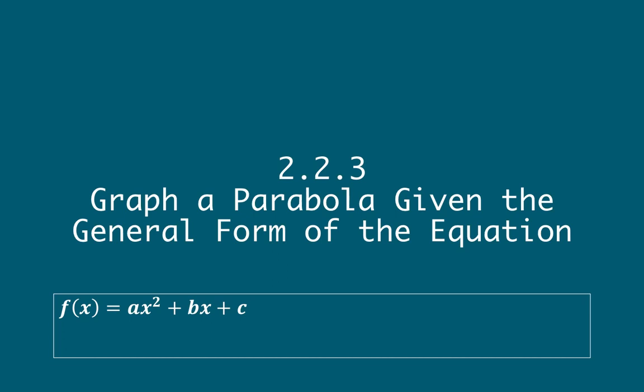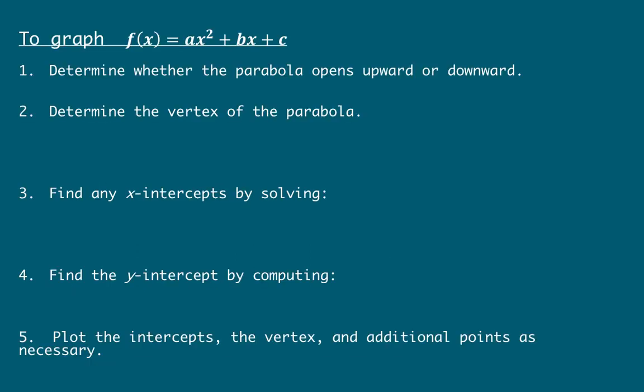In this lesson, we'll look at the steps for graphing a parabola given the general or standard form of the equation ax squared plus bx plus c. The steps are going to be the same as they were when we were given the vertex form, but we have different values that we can use.